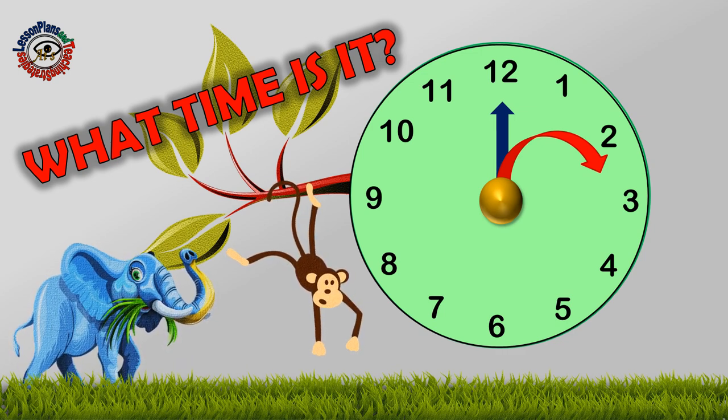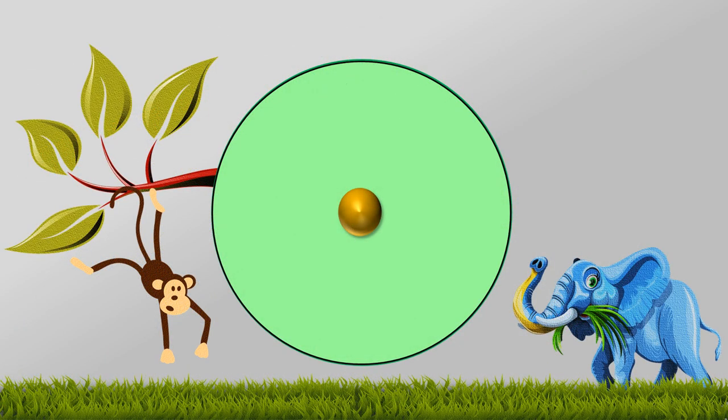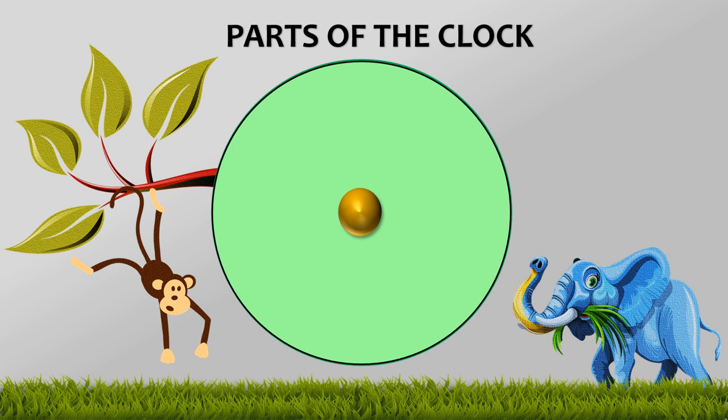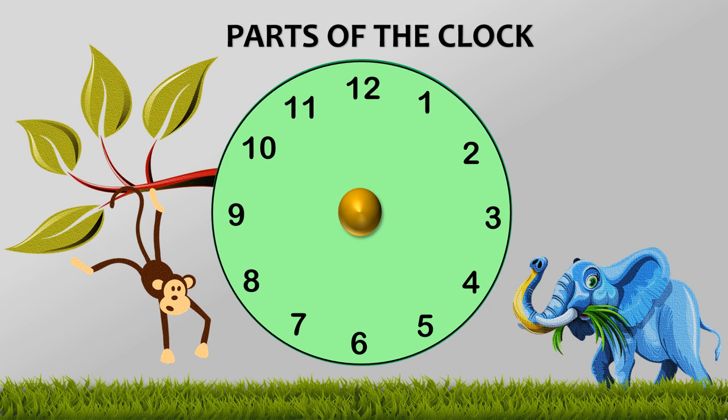In this video, you will learn how to tell the analog time. Are you ready? To start with, let us look at the parts of the clock. A face of a clock has numbers and hands.